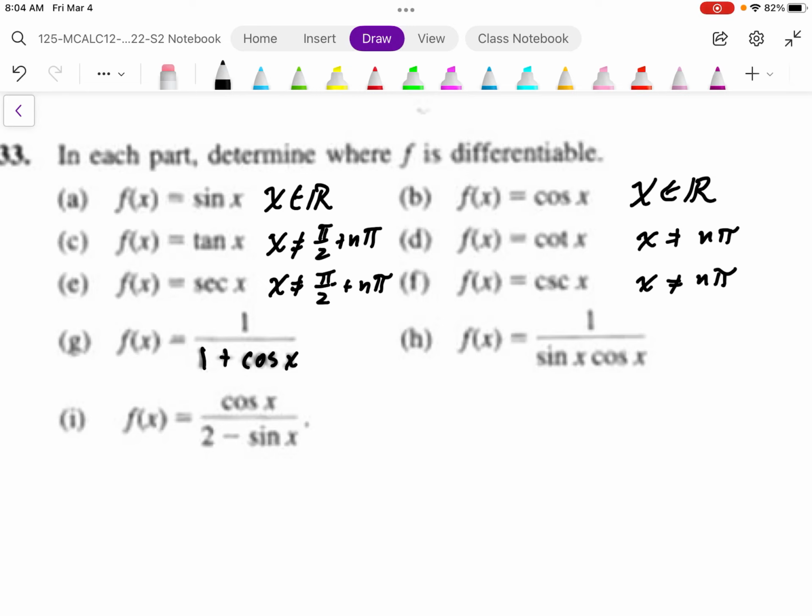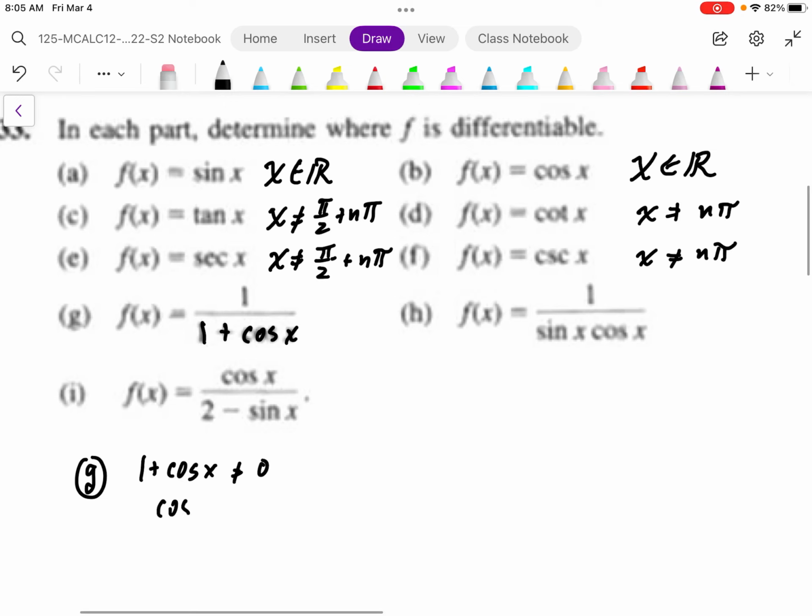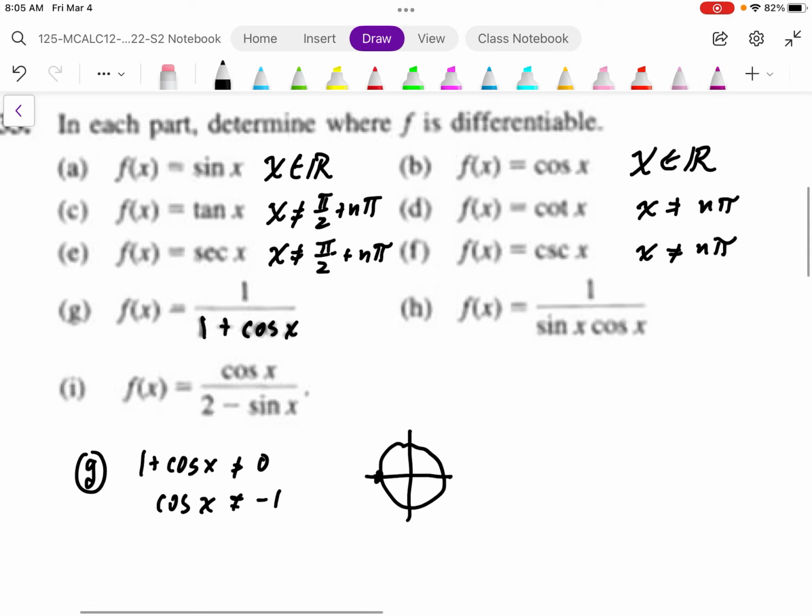So that means that for g, 1 plus cos cannot equal 0. That means that cosine cannot be equal to -1. And on our circle, cosine is equal to -1 at pi. And then it's going to be equal to that every 2 pi. So x cannot be equal to pi plus n 2 pi.